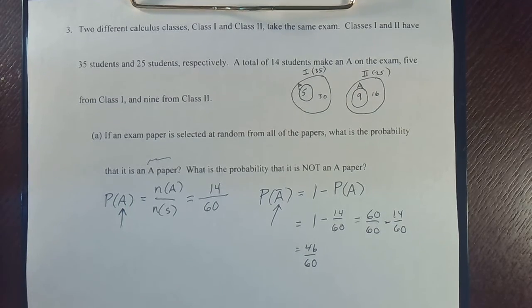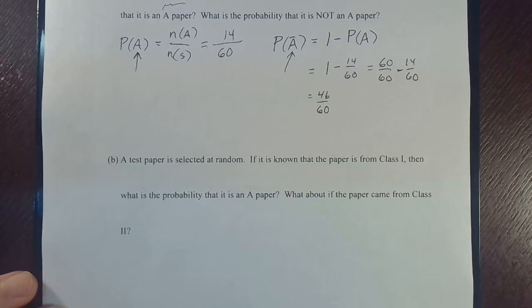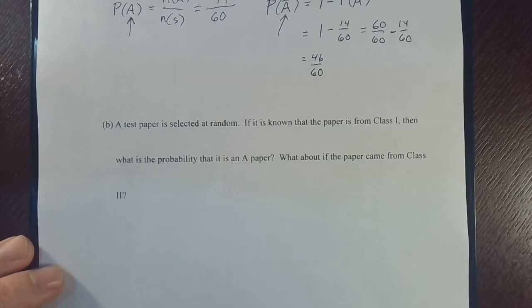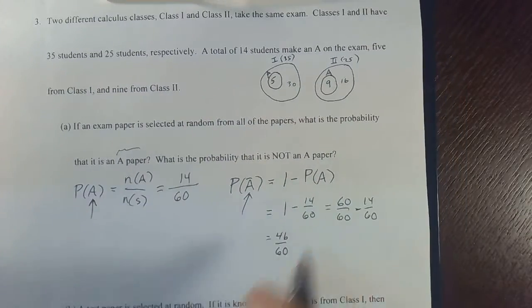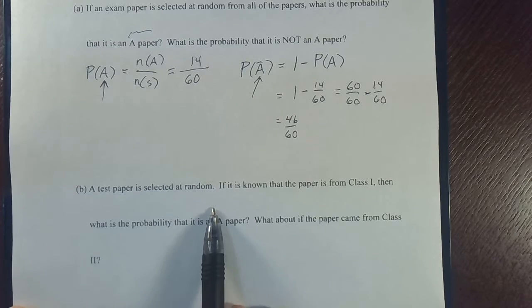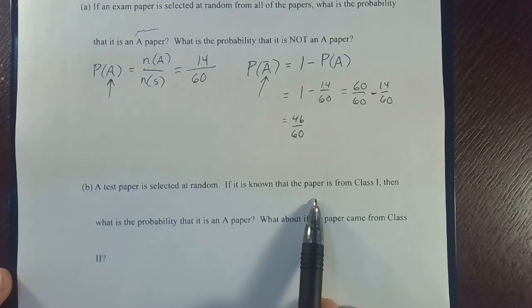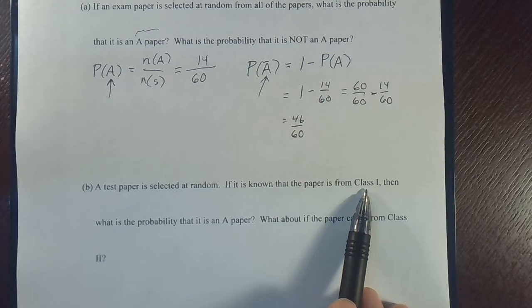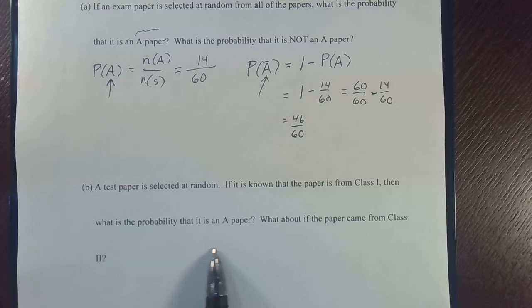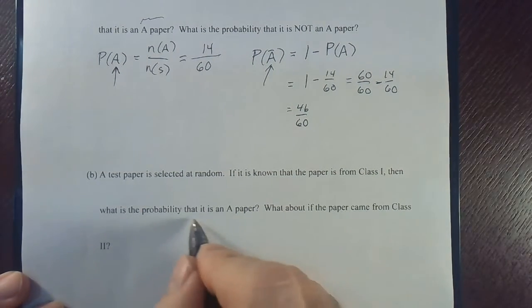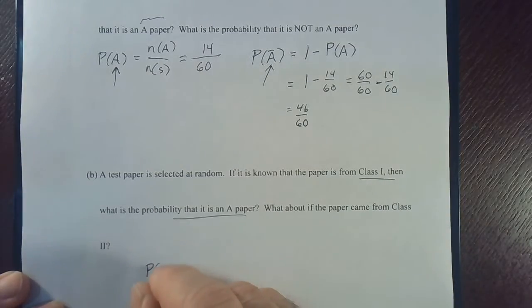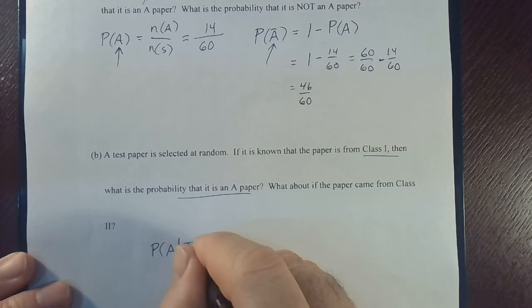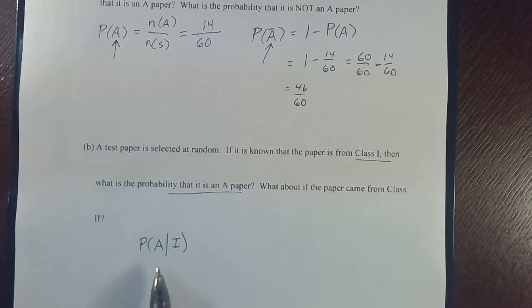Okay, now on to some conditional probability. A test paper is selected at random, so this picture up here still works for this problem. A test paper is selected at random. If it is known that the paper is from Class 1, so that's some additional information given to us, then what is the probability that it's an A paper? So I'm going to write that like the probability of an A paper given that it's from Class 1. Again, I'm being a little bit informal here.